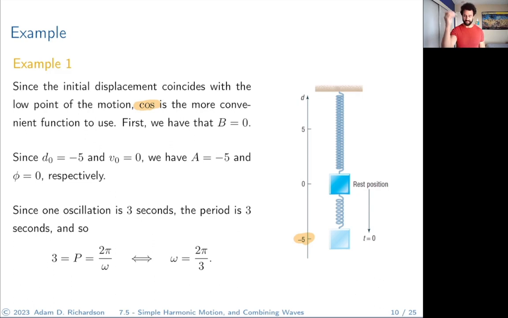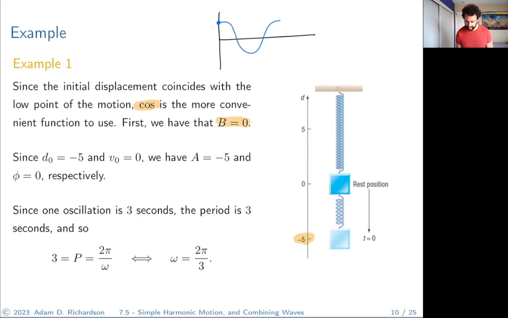If you think about the graph of cosine, it starts up here and goes down. So in particular, at time 0, it's at an extreme of the motion. Well, that's exactly what we have in our situation right now. At time 0, we're at one of the extremes. We're at the low point. That's why cosine is a good choice to use instead of sine in this case. Okay, so we'll use cosine for this.